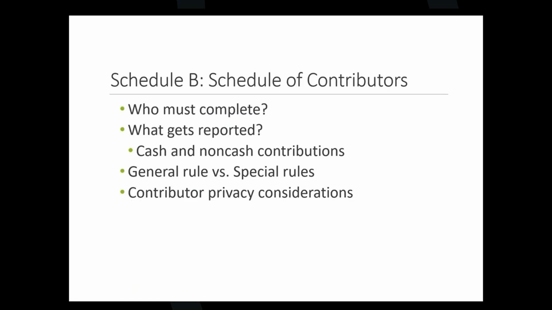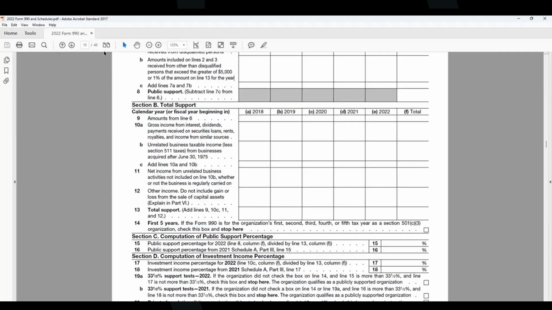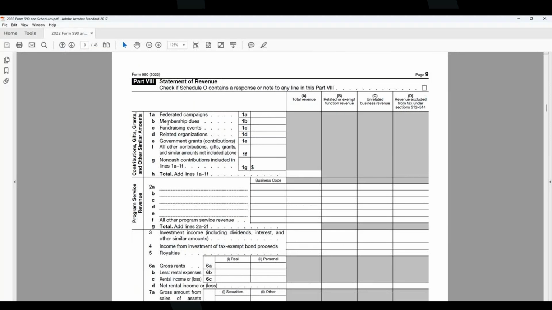So if we take a look at the form here, in the statement of revenue, only the revenue that's included in these sections is what's being considered for Schedule B reporting. A couple of things to note: this includes cash and non-cash contributions, and this would not include program service revenue.